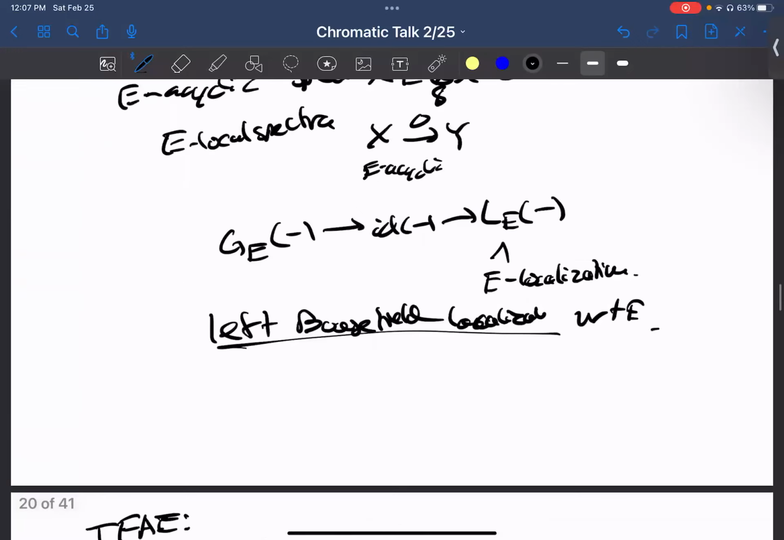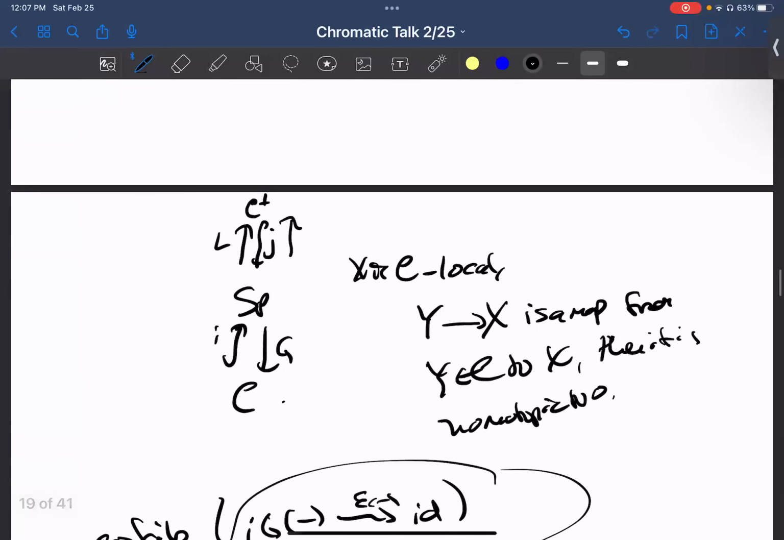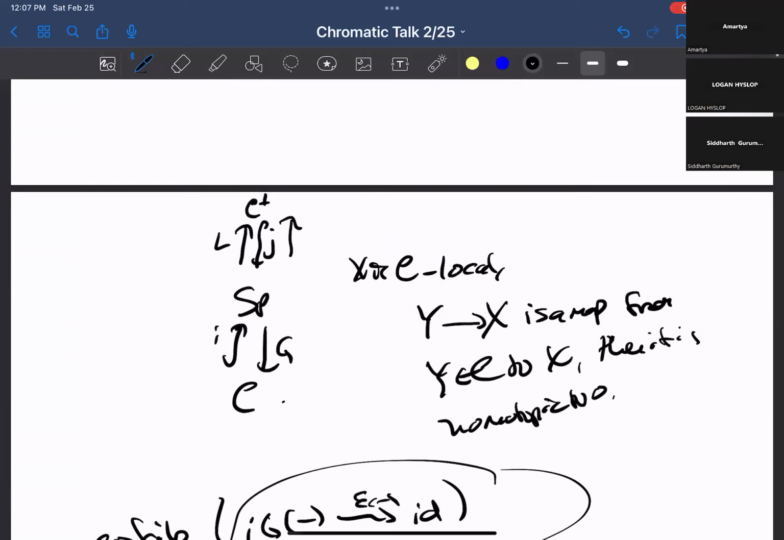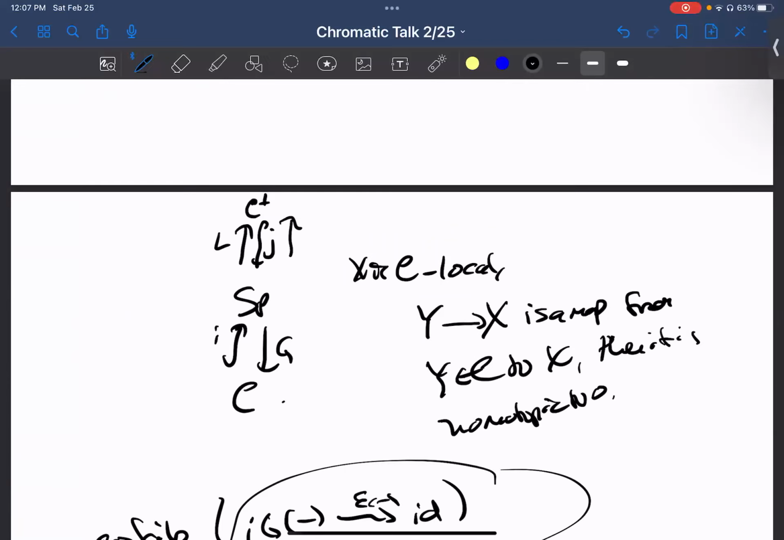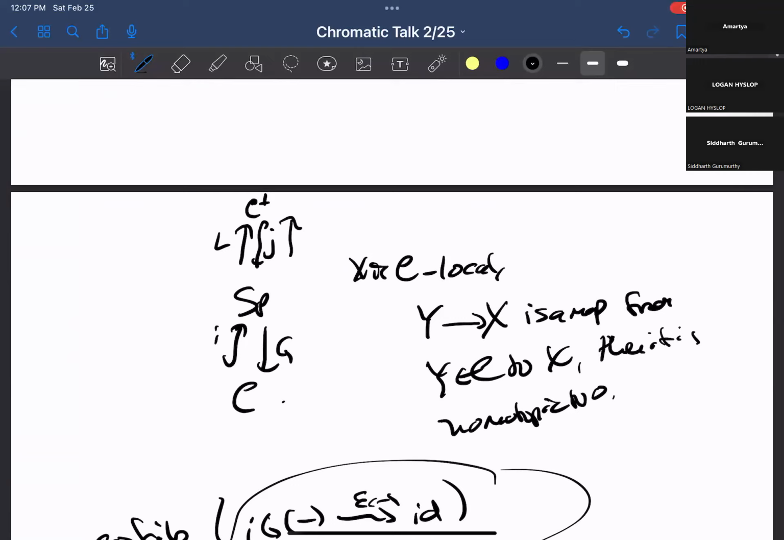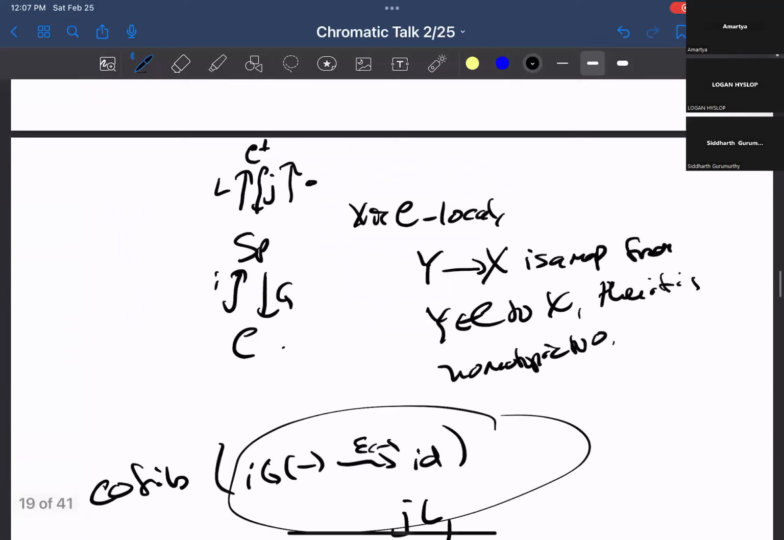One if and only if two follows since, if you look at how we defined this, then this is the essential image of JL. So this is closed under colimits if and only if JL preserves colimits, if and only if J preserves colimits, if and only if there's a right adjoint here.